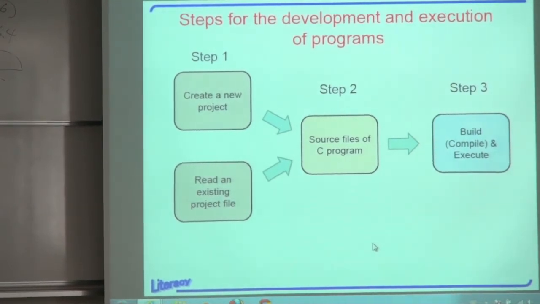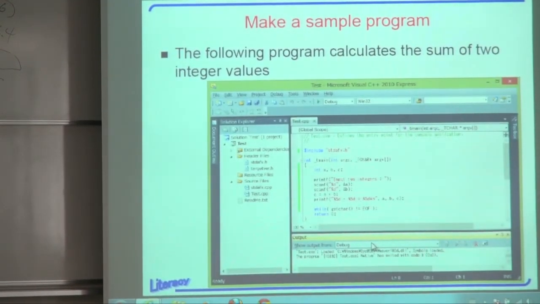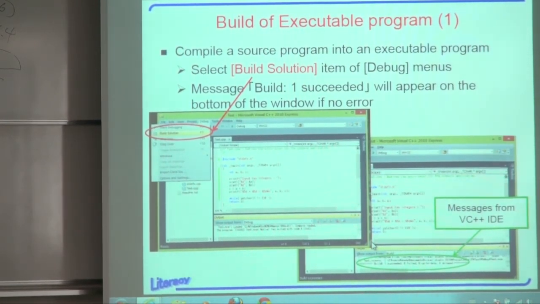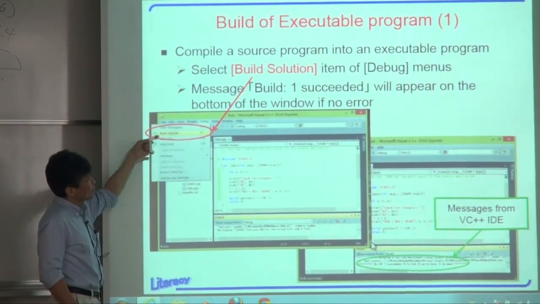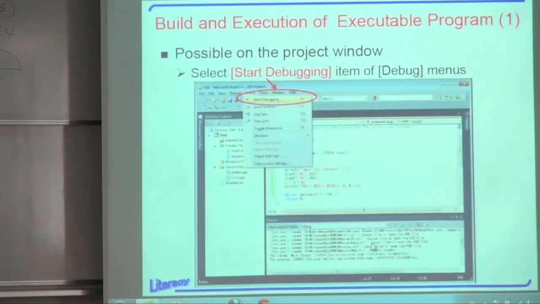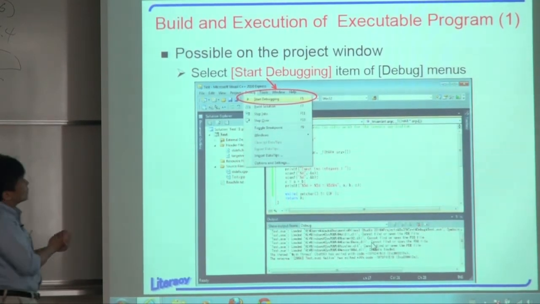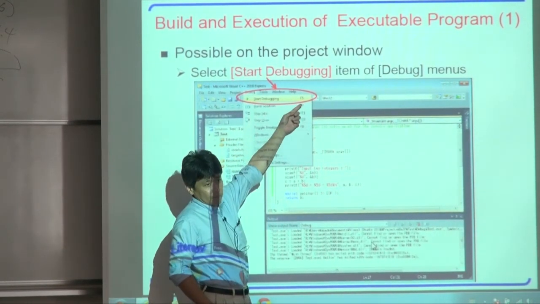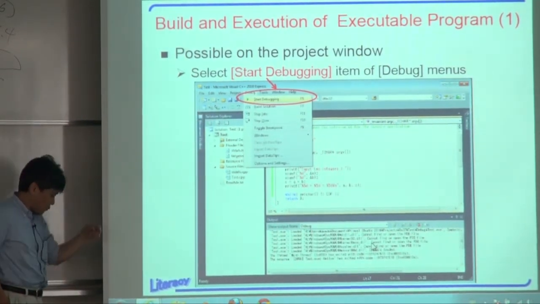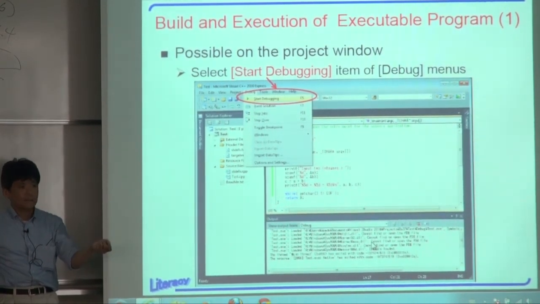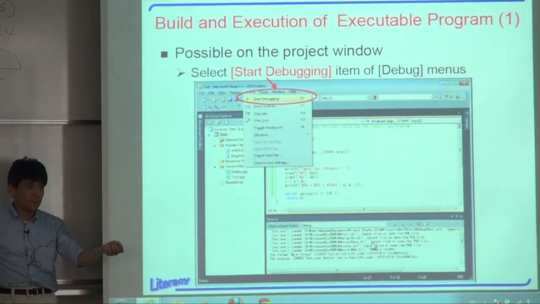These are almost the same. So there are two types of executions. By selecting build solution, in this case the compiler only outputs the execution code. Another execution operation is start debugging. Okay, in this case the compiler first makes an execution program and automatically executes the program.